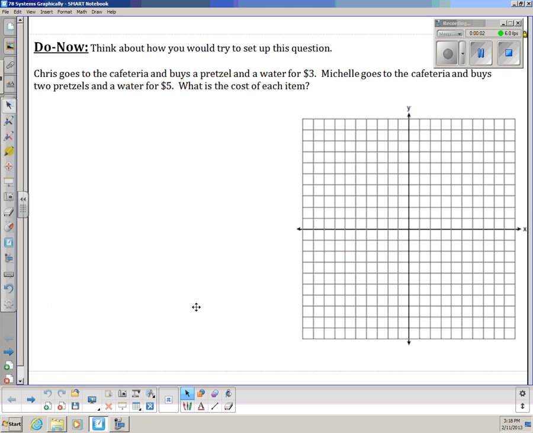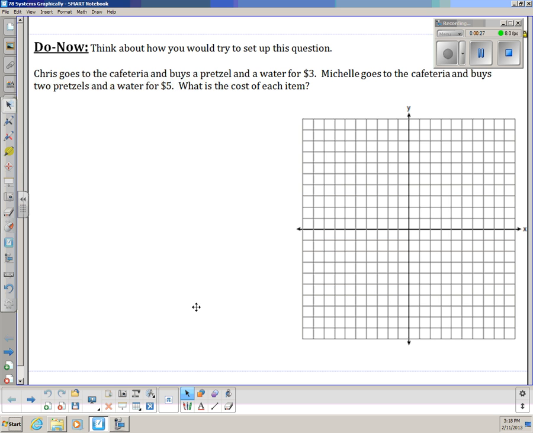All right, this is our video lesson on systems of equations, and we're going to solve systems of equations graphically in this lesson. So the do now says, think about how you would try to set up this question. Chris goes to the cafeteria and he buys a pretzel and a water for $3. And Michelle goes to the cafeteria and buys 2 pretzels and a water for $5. And the question is, what is the cost of each item?